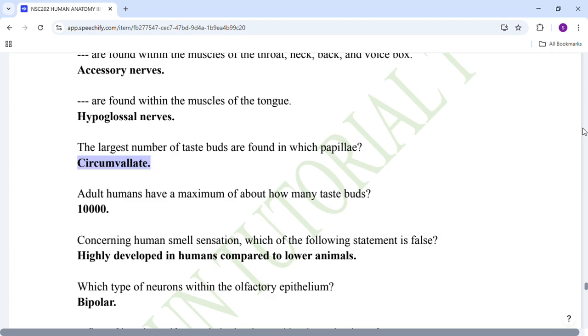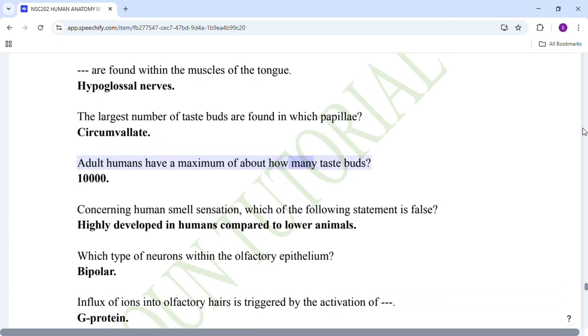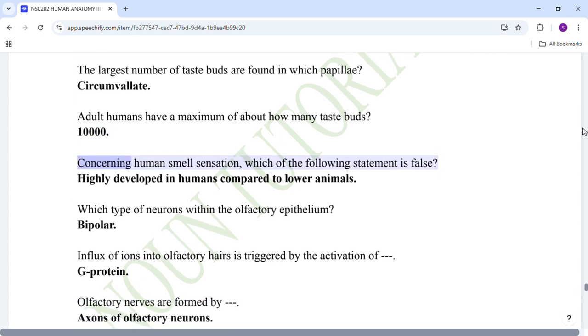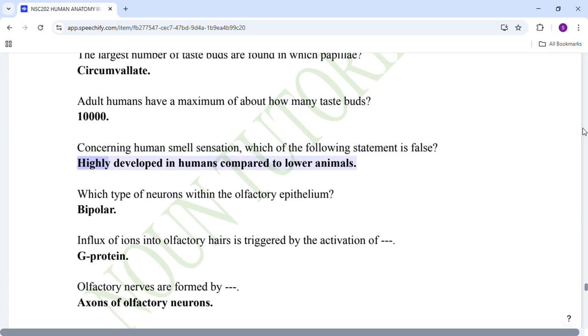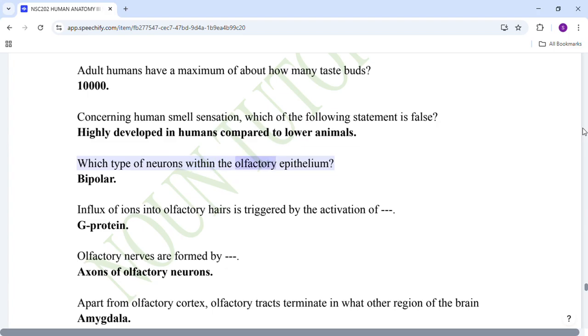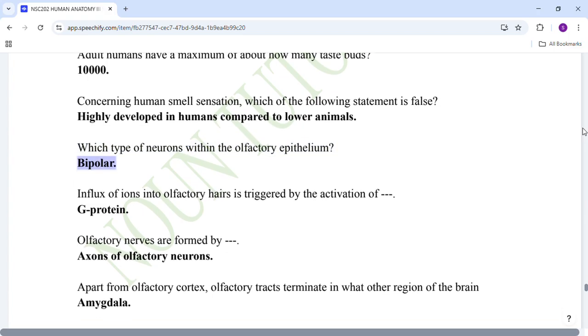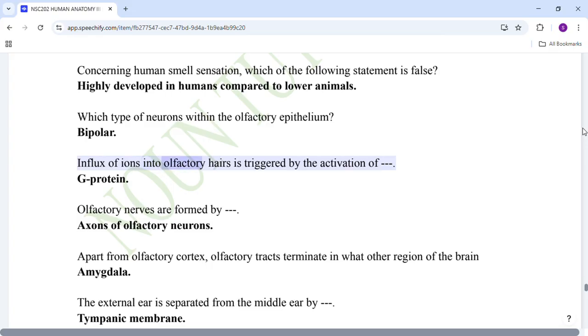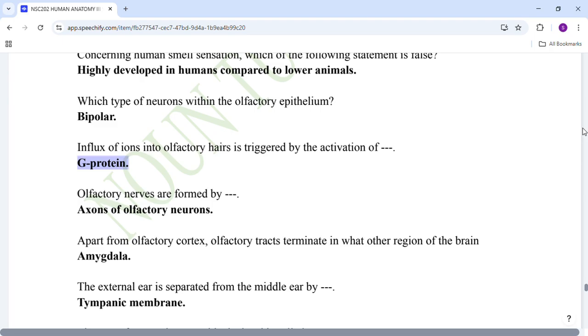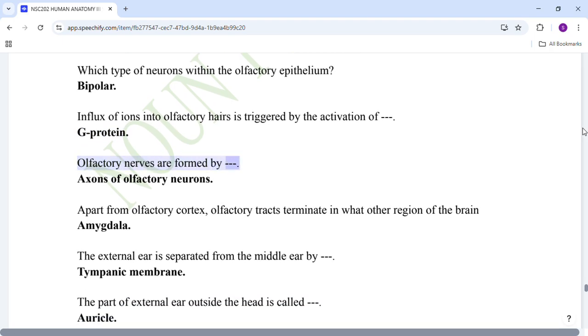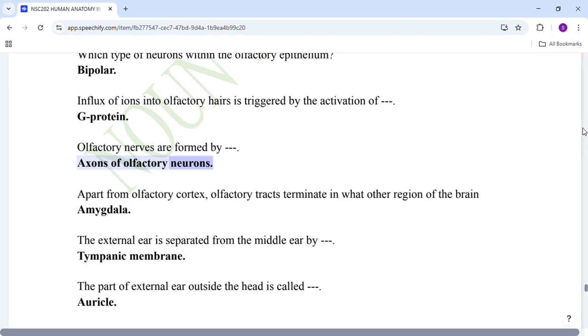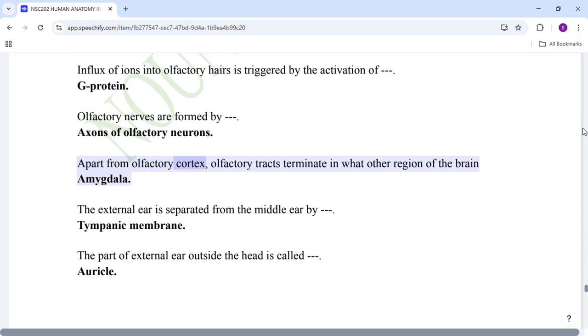The largest number of taste buds are found in which papillae? Circumvallate. Adult humans have a maximum of about how many taste buds? 10,000. Concerning human smell sensation, which of the following statements is false? Highly developed in humans compared to lower animals. Which type of neurons are within the olfactory epithelium? Bipolar. Influx of ions into olfactory hairs is triggered by the activation of G protein. Olfactory nerves are formed by axons of olfactory neurons.